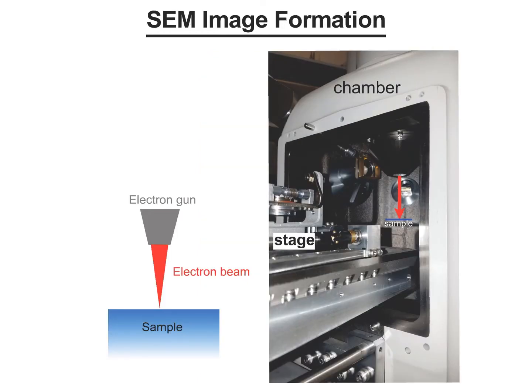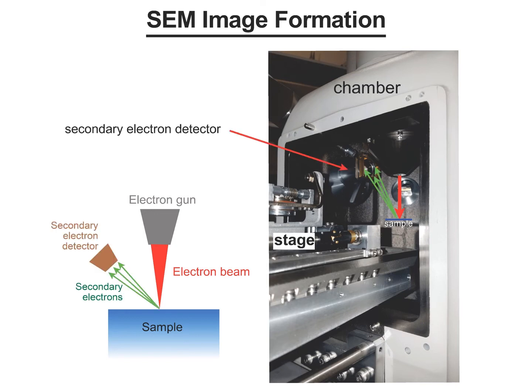The electron beam, indicated by the red arrow, extends into the chamber from the bottom of the condenser lens. Keep in mind that this electron beam is continually scanning, one line at a time, over the surface of the sample in the chamber.